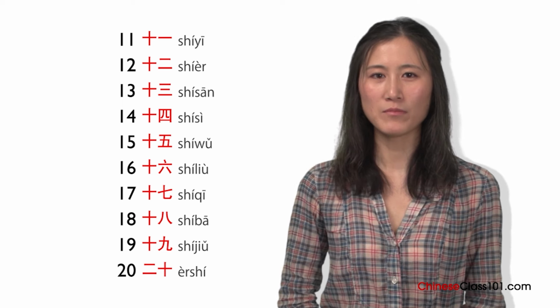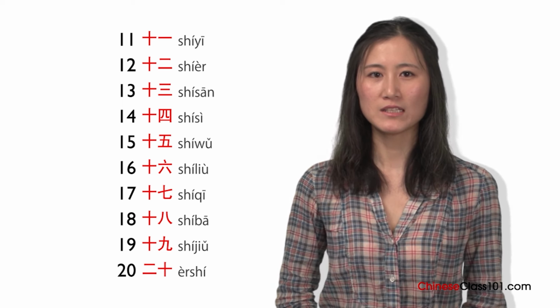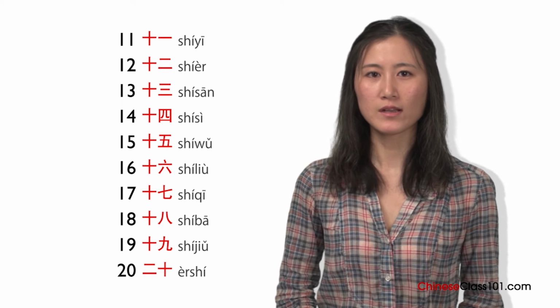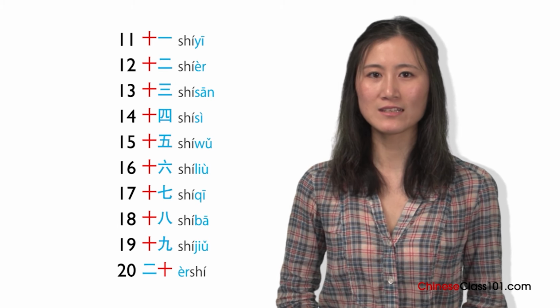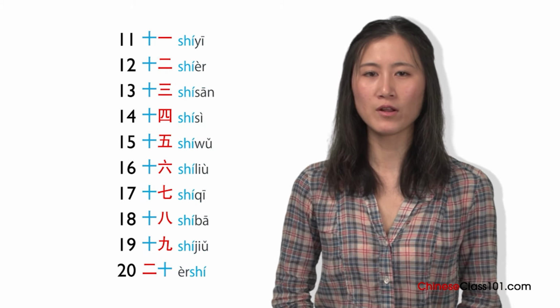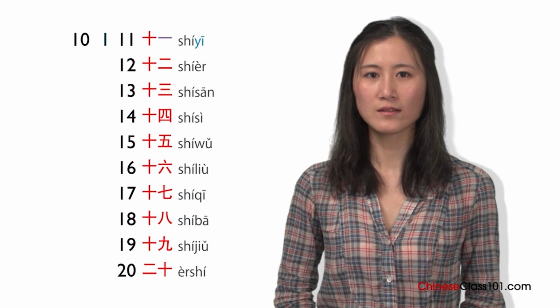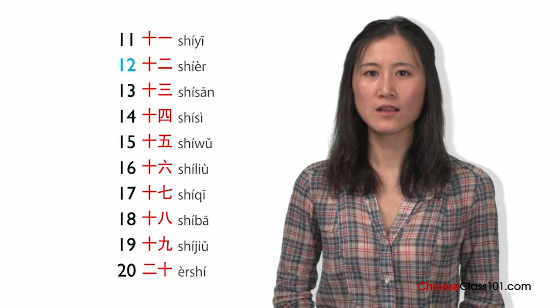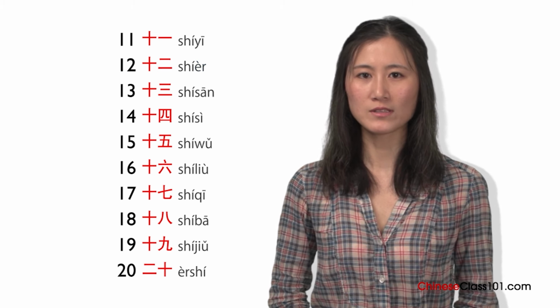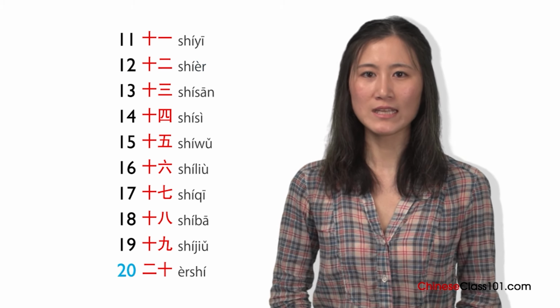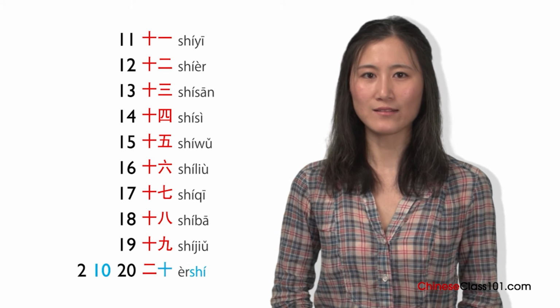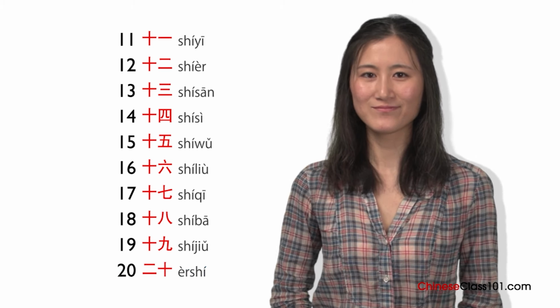These numbers may seem harder to remember, but they're actually very simple. Just take the numbers you learned in the last lesson and put a 十 in front of them. So saying 11 is like saying 10-1. Saying 12 is like saying 10-2. And so forth. Then when you get to 20, you just say 2-10. Isn't that easy?